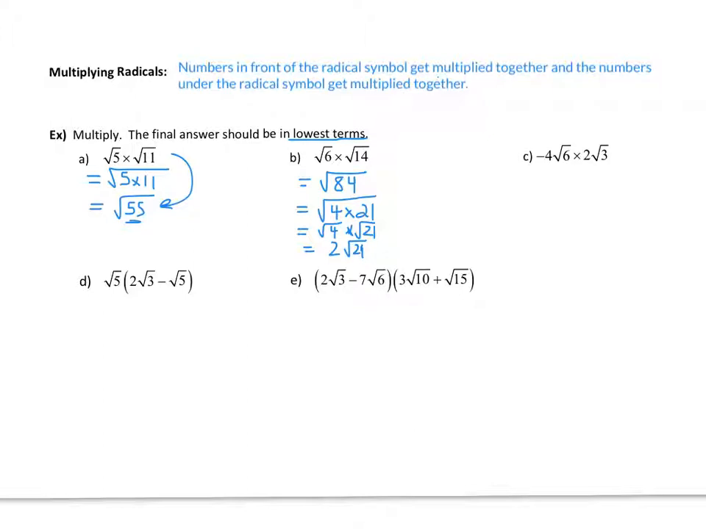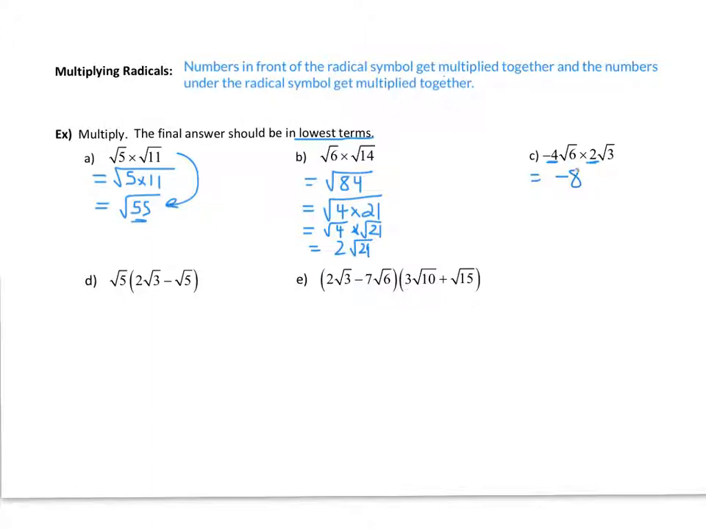Okay, so like I said with part C, the numbers outside the radical symbols, they get multiplied together. So -4 times 2 is a -8. And then the numbers inside the radical symbols, they get multiplied together. So that's going to be the square root of 6 times 3. 6 times 3 is 18.